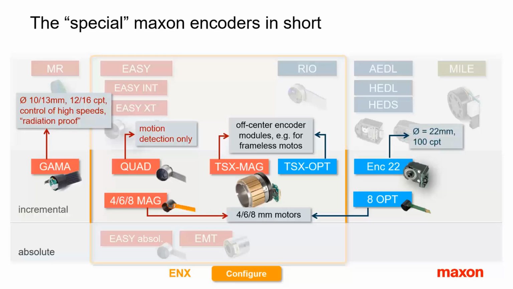The ENX22 is a very old optical encoder with limited resolution. You can find it only on some older medium-sized maxon DC motors.